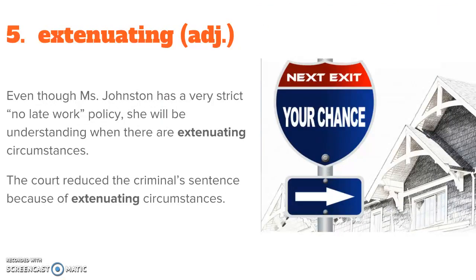Number 5 is extenuating, which is an adjective. The definition for extenuating is serving to excuse or lessening the seriousness of, especially a crime, or to downplay something. Some example sentences are, even though Miss Johnston has a very strict no late work policy, she will be understanding when there are extenuating circumstances. Or another example, the court reduced the criminal's sentences because of extenuating circumstances.